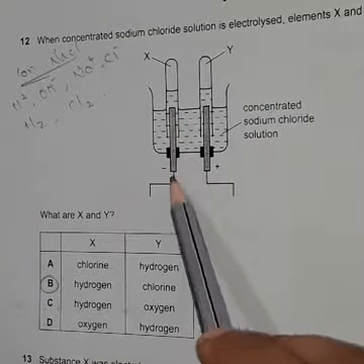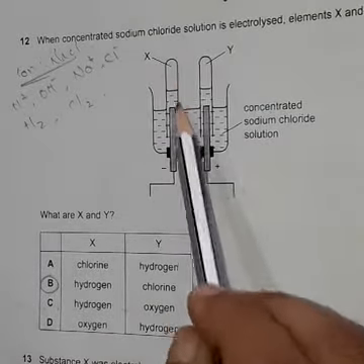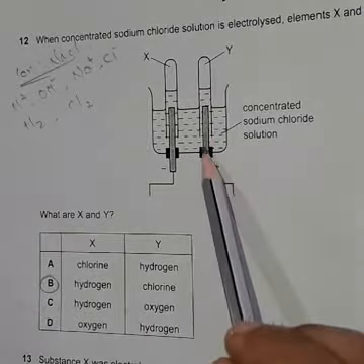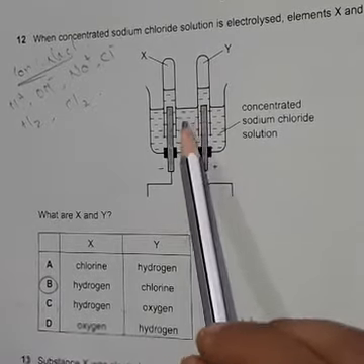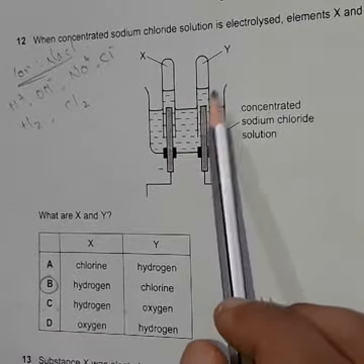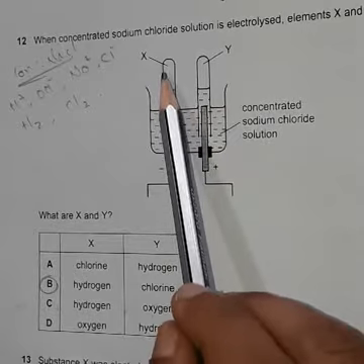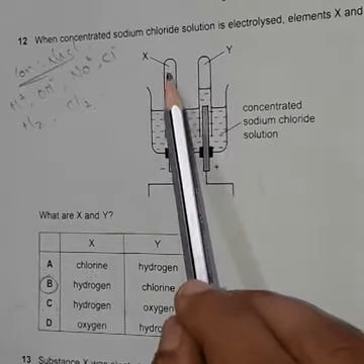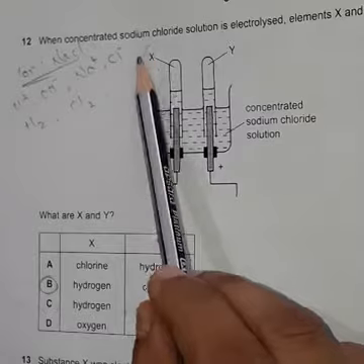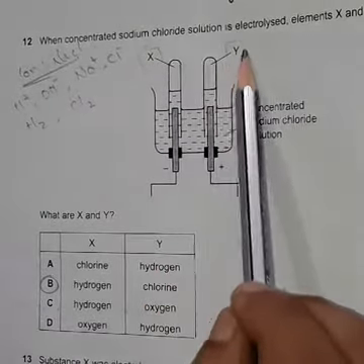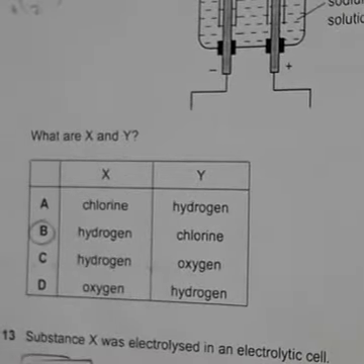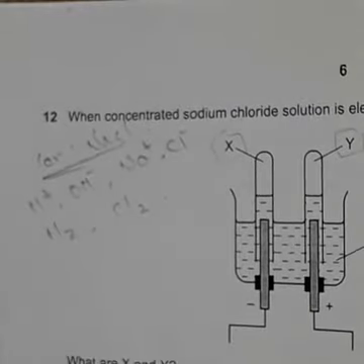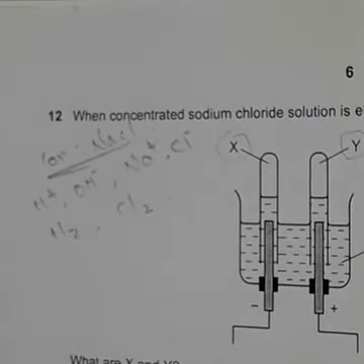These are the electrodes. On these electrodes some test tubes are kept. Here one test tube and here another test tube, and gaseous products are formed and collected in the test tube, at the top of the test tube. So this is one product, this is another product. The question is asking, what is X and Y? Which product is formed at each electrode?